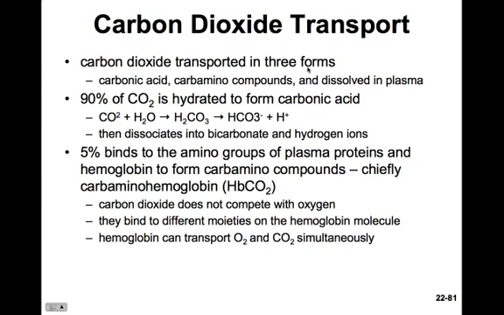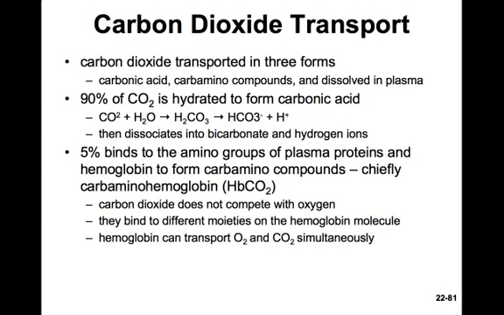Now let's address carbon dioxide transport. Carbon dioxide can be transported in three forms: as carbonic acid, as carbamino compounds, and dissolved in the plasma. 70% of the carbon dioxide in our blood becomes hydrated. That is, it combines with water to form carbonic acid. This then dissociates into bicarbonate and hydrogen ions.